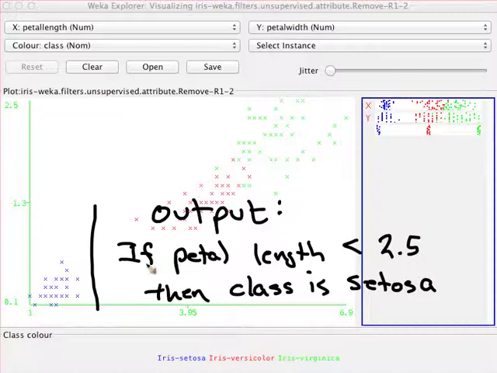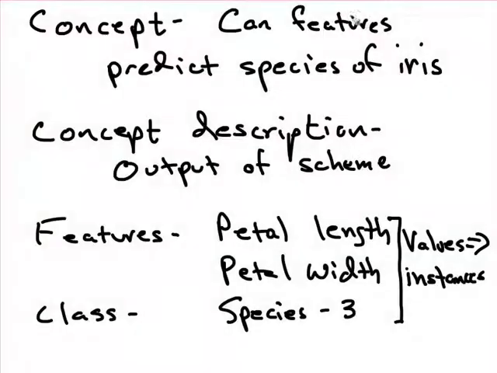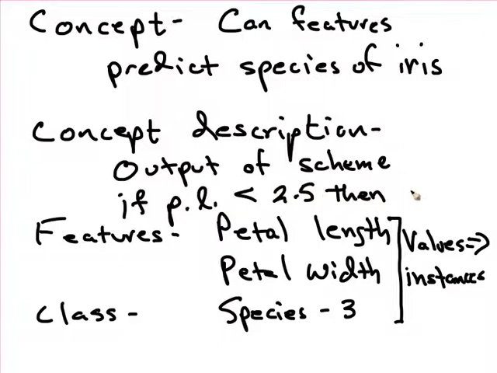So this is our concept description, that if the petal length is less than 2.5, then we know what the class is. So the concept description in this example is, if petal length is less than 2.5, then we know what the species is. So this is how we think about all those things.